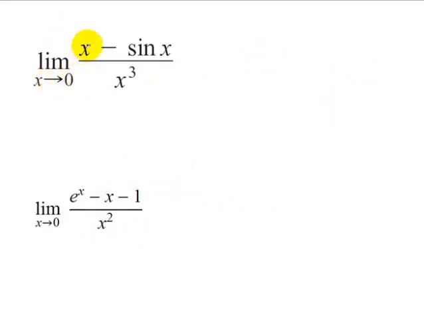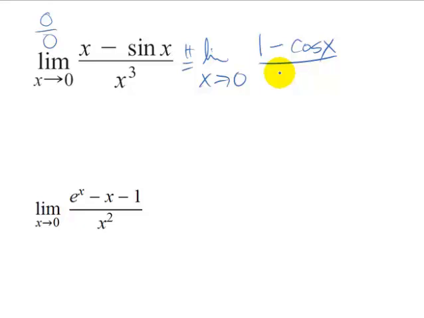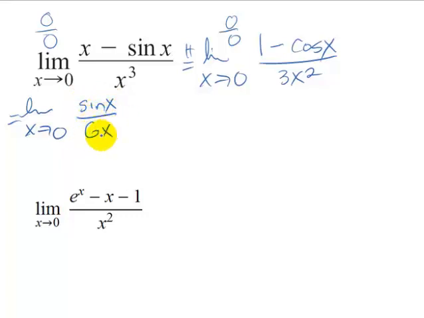As we let x approach 0 here, we have 0 minus 0, or 0 over 0. So we do have an indeterminate form. We can apply L'Hopital's rule and have the limit as x approaches 0 of 1 minus cosine x over 3x squared, since the derivative of sine is cosine. And if we let x approach 0, the cosine of 0 is 1, so we have 0 over 0, indeterminate form again. So we can apply L'Hopital's rule again and have the limit as x approaches 0 of the derivative of negative cosine, which is sine x, over 6x.